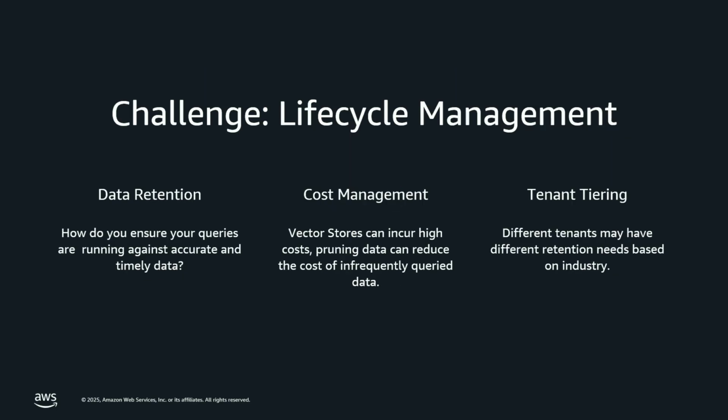Another challenge is lifecycle management. How do we define rules for data retention? How do we ensure that you're running against the most up-to-date and accurate information? I know working at Amazon, we have an internal wiki, which is usually out of date shortly after you publish to it, right? Yeah, pretty much. So how do we make sure that the data that's in there is actually up to date and age out the data appropriately?